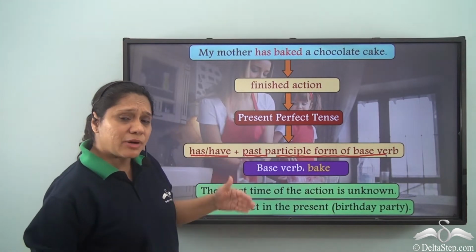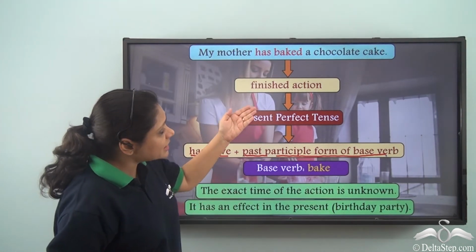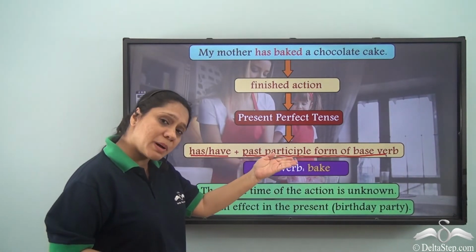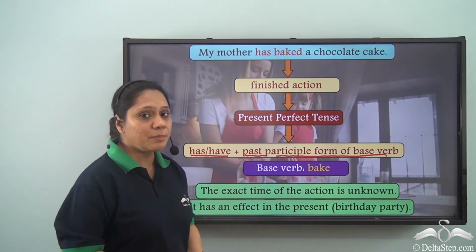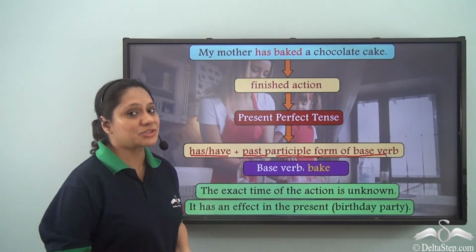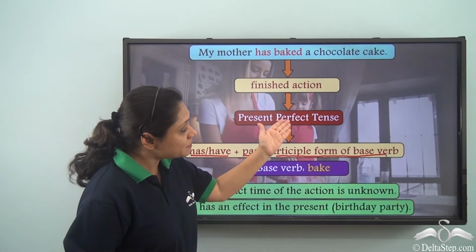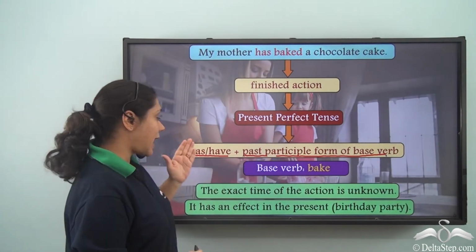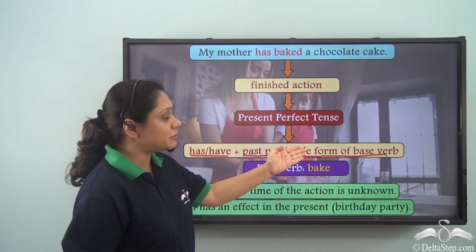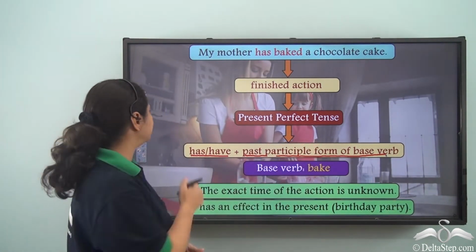Now you might be wondering that this is present perfect tense and still we use the past participle form of the base verb. Yes, this tense is special in this regard. In the present perfect tense, we use has or have with the past participle form of the base verb.